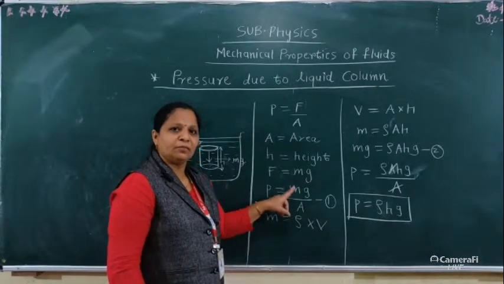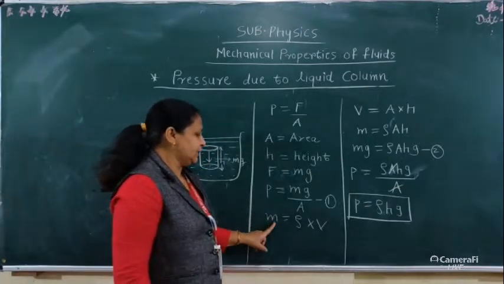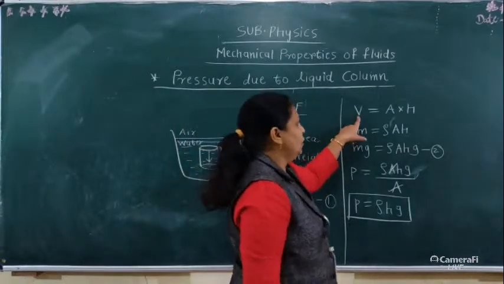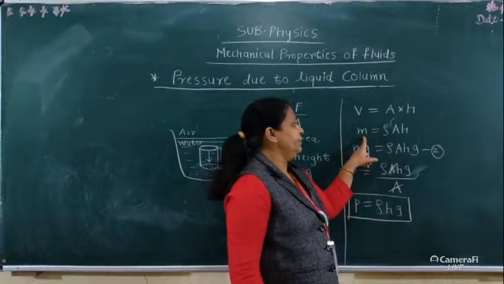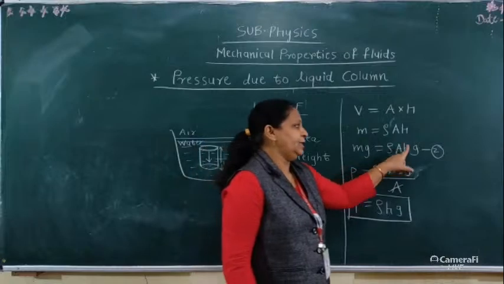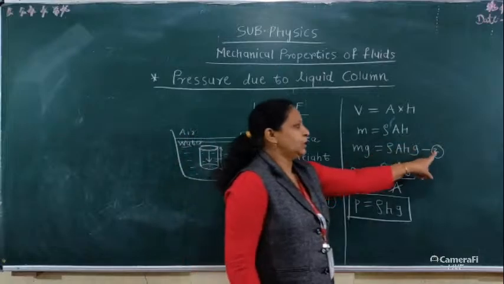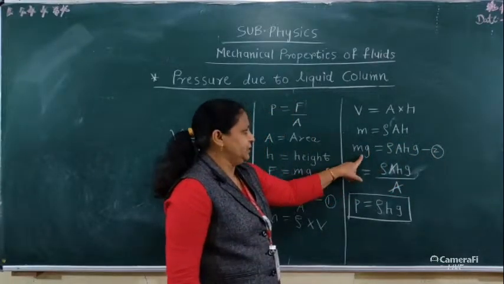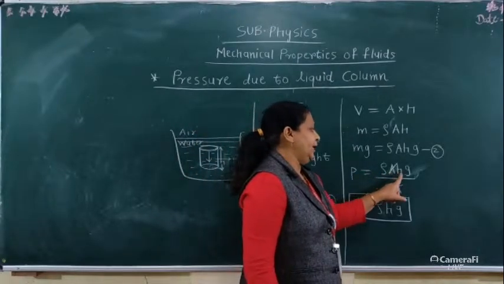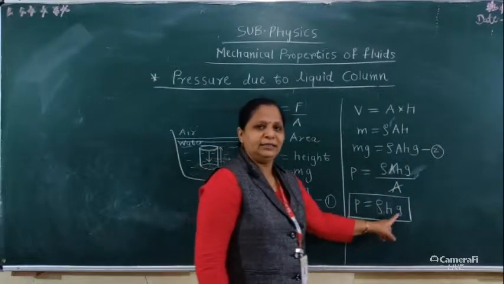Then m is the mass of the liquid which is in the cylinder. Then m is equal to density into volume. Volume is equal to A into h. So m is equal to rho A h. Then mg is equal to rho A h g. Then from equation number 1 and equation number 2, we put the formula of mg in equation number 1. Then pressure is equal to rho A h g upon A. A cancels, P is equal to rho h g.